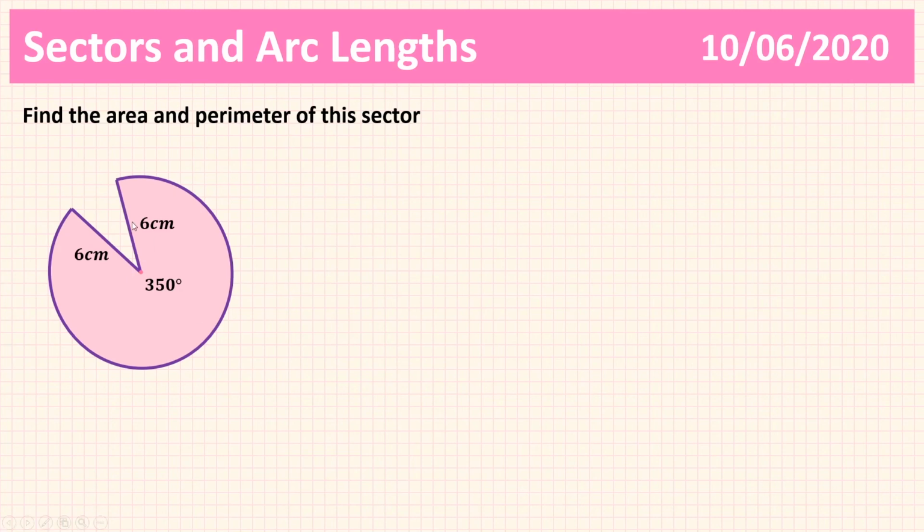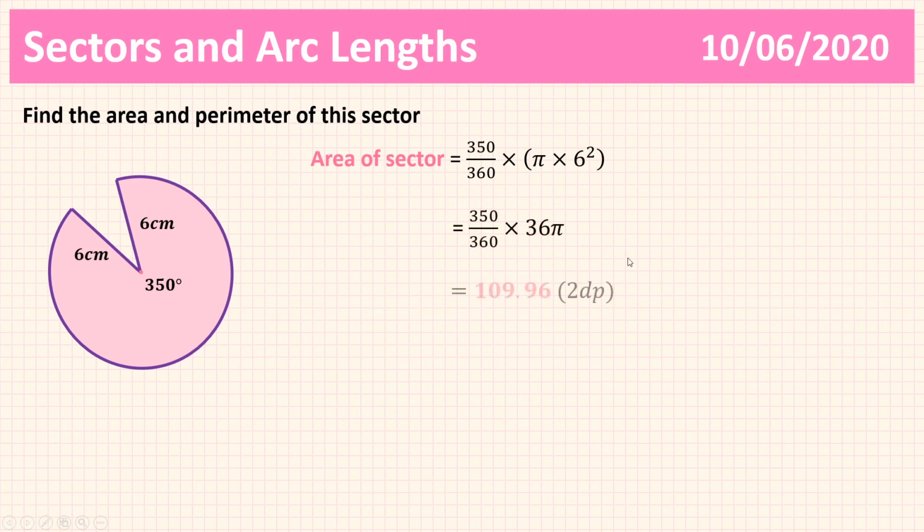Okay, so let's go through the answers to this one. So this question, the fraction of a circle we're looking at is 350 over 360. I could simplify that to 35 over 36, but I'm just going to leave it like that because that's what I'm going to put into my calculator. So the area of this sector is going to be 350 over 360 multiplied by pi times the radius squared. The radius here is 6 centimeters. So I pop this into my calculator and I get the answer of 109.96, and that's rounded to 2 decimal places.